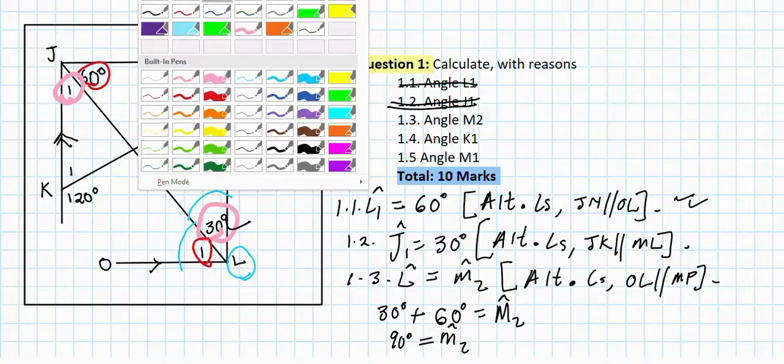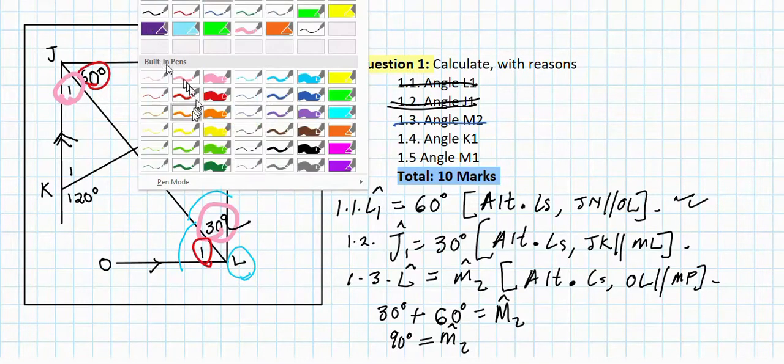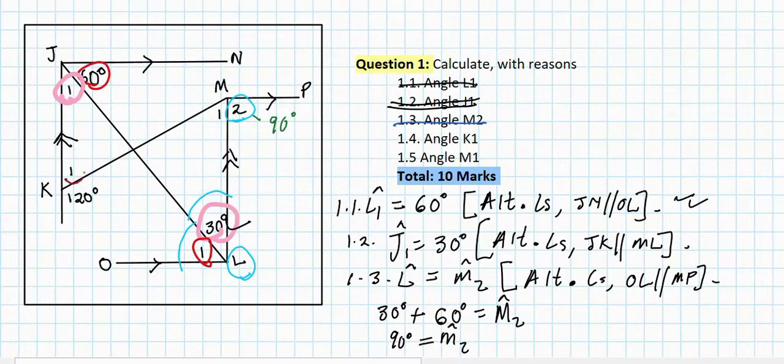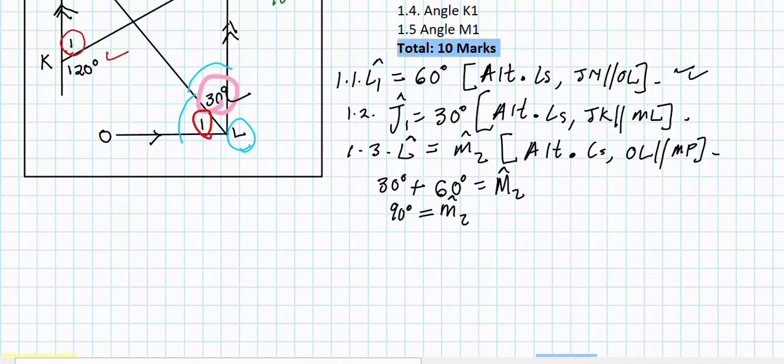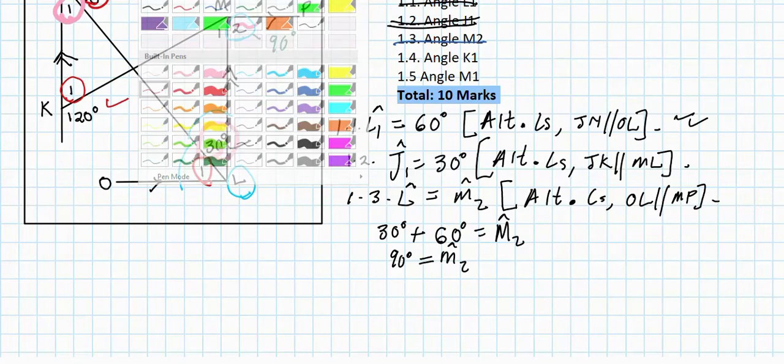Now we move on to the next one. 1.3 out. Then 1.4, they said you must find angle K1. So here is angle K1 there. I'm sure you can already see where this is going. For K1, next to it, we have the 120 degrees. What does that mean? It means we have adjacent angles. Adjacent angles where? We have adjacent angles on a straight line.